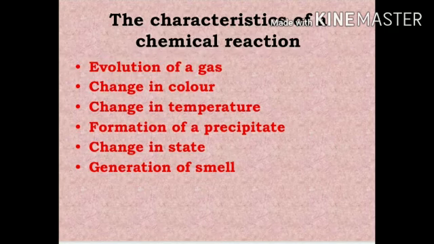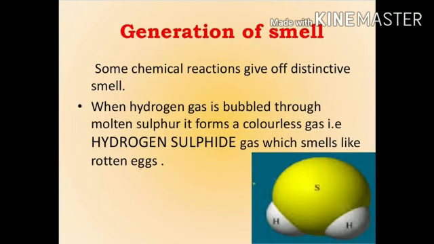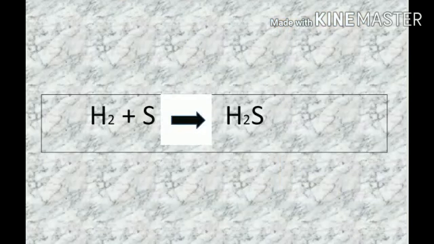We are now left with the last characteristic of chemical reaction, that is generation of smell. Some chemical reactions form products which have distinctive smell. For example, when hydrogen gas is bubbled through molten sulfur, it forms a colorless gas called hydrogen sulfide gas. This gas smells like rotten eggs. Let's write down the last reaction for the day, that is H2, hydrogen, plus sulfur gives you hydrogen sulfide.